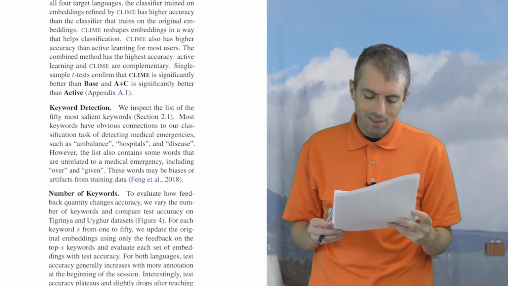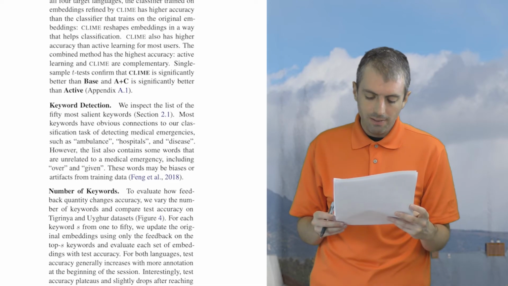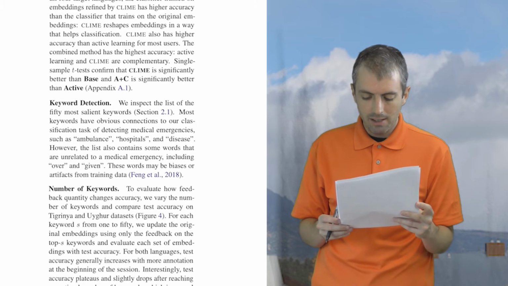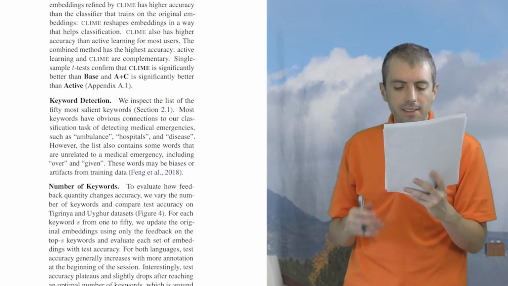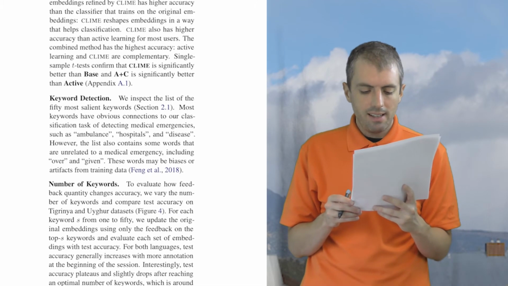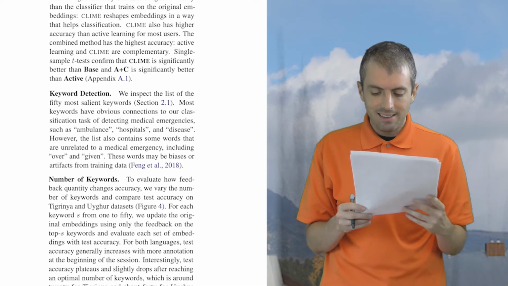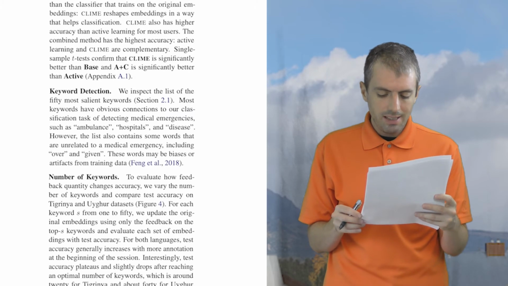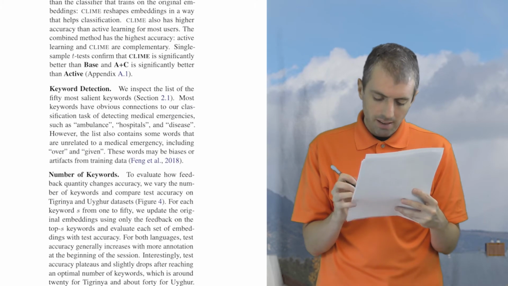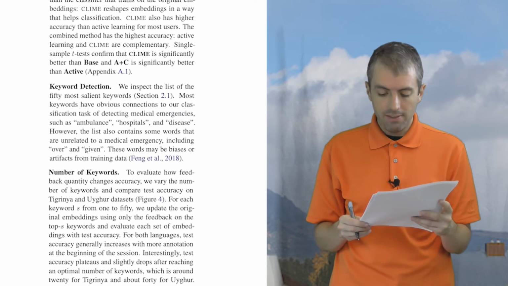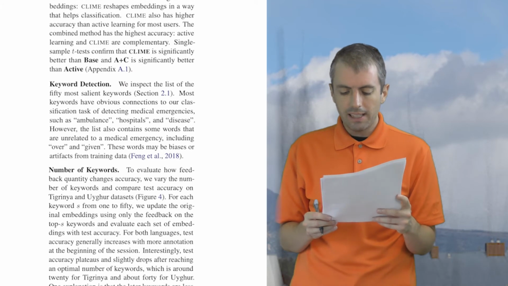We inspect the list of the 50 most salient keywords, which are identified as described in section 2.1. Most keywords have obvious connotations to our classification task of detecting medical emergencies, such as ambulance, hospitals, and disease. However, the list also contains some words that are unrelated to a medical emergency, including over and given. These words may be biases or artifacts from training data.